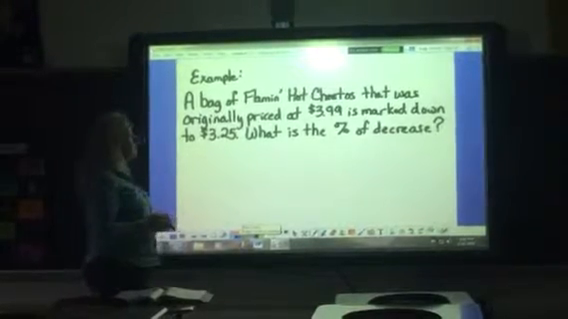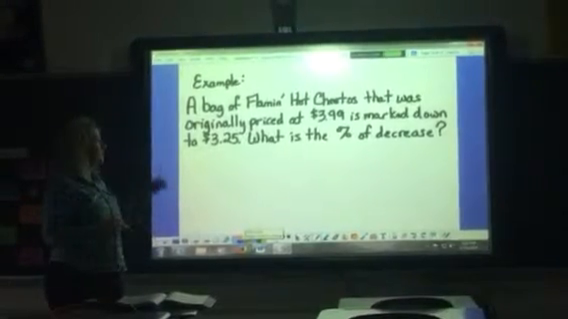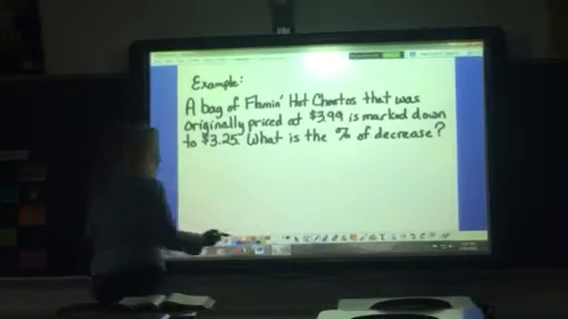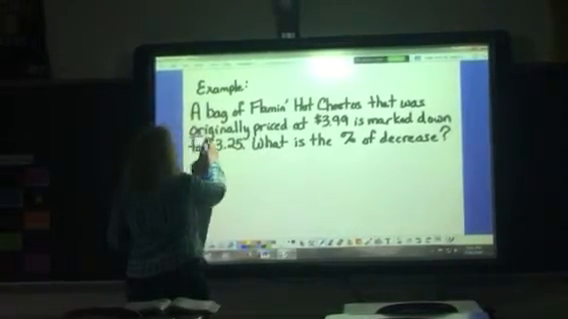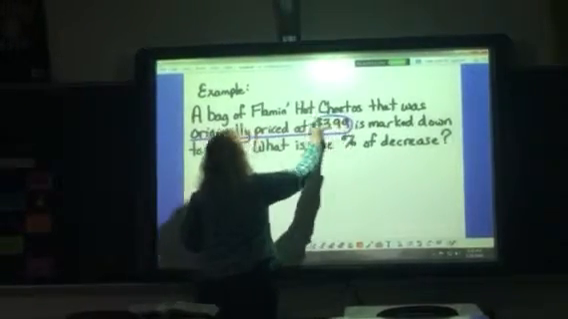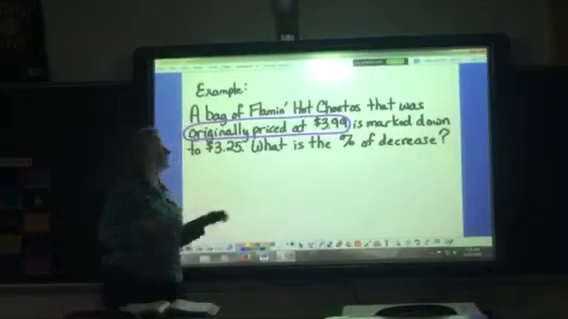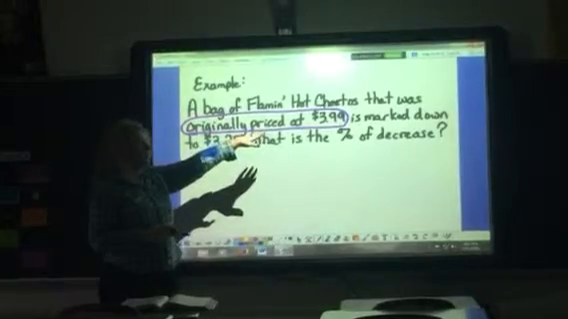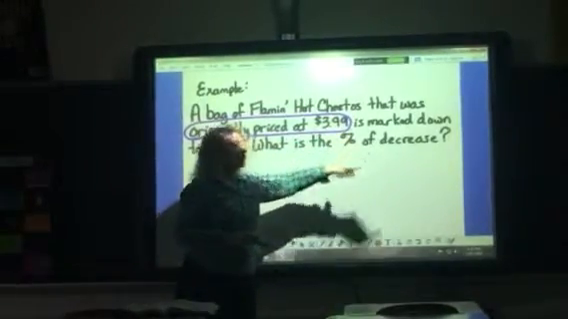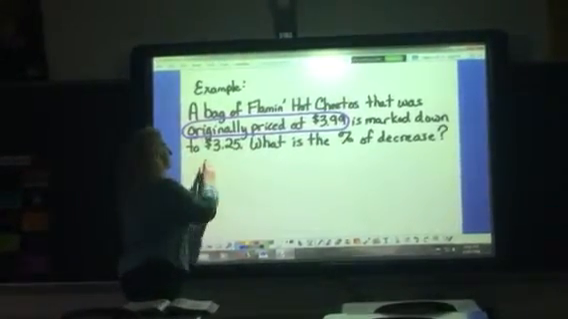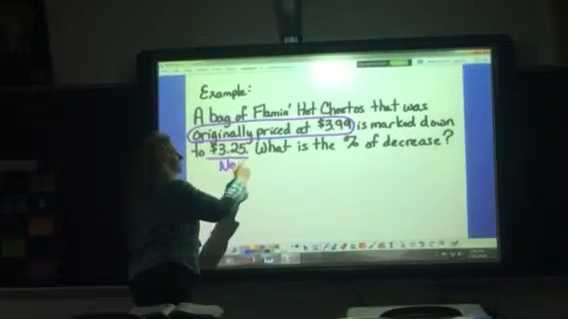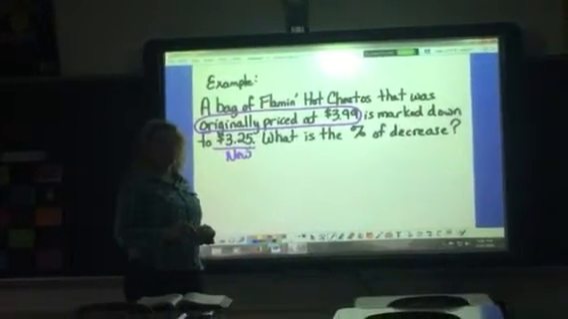Our example is about a bag of Flamin' Hot Cheetos that was originally priced at $3.99. As soon as you hear that keyword of original, you should box it in or circle it, and make sure you know the difference between the original and the new. So we have the original price at $3.99. It is marked down to $3.25. So this is going to be our new price. What is the percent of decrease?